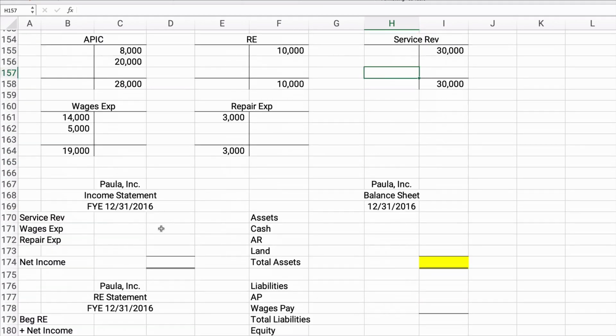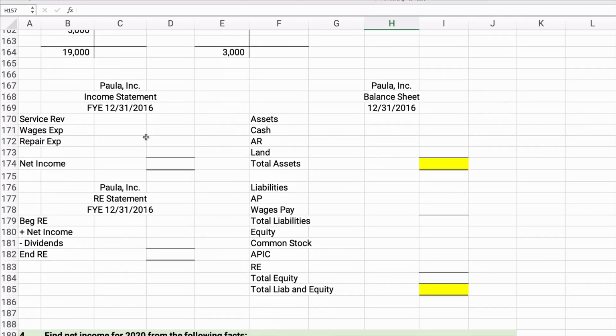All right, so what we have, we're going to just build the financial statements. We've done this a couple of times already, so let me just enter the numbers pretty quickly. So the service revenue is $30,000. The wages expense are the $19,000. The repair expense is $3,000. So we have $30,000 minus the $19,000 minus the $3,000. The net income is $8,000 in this problem.